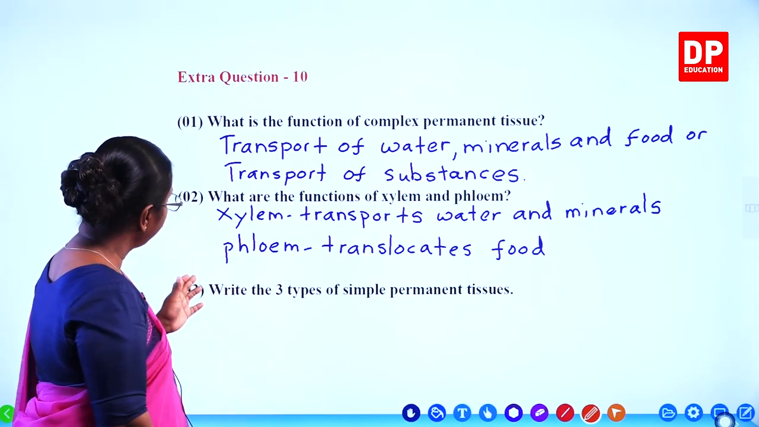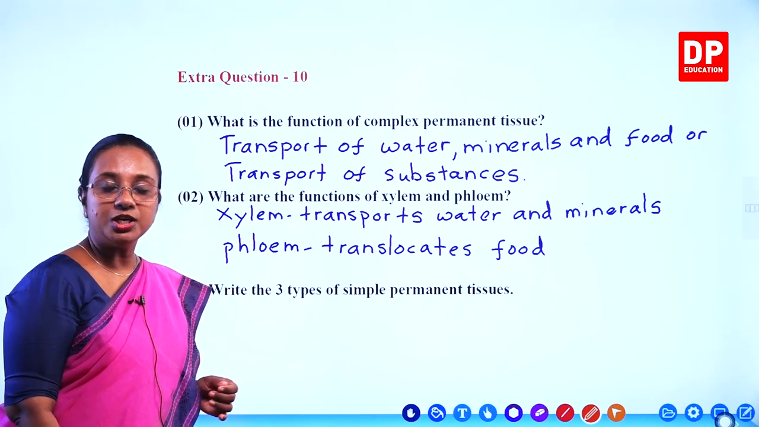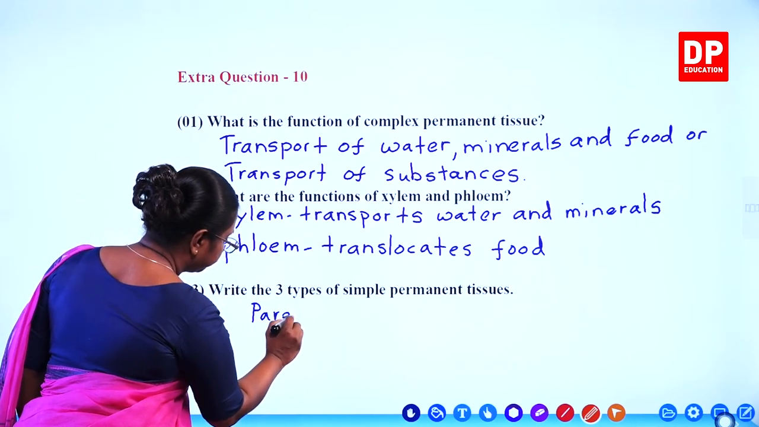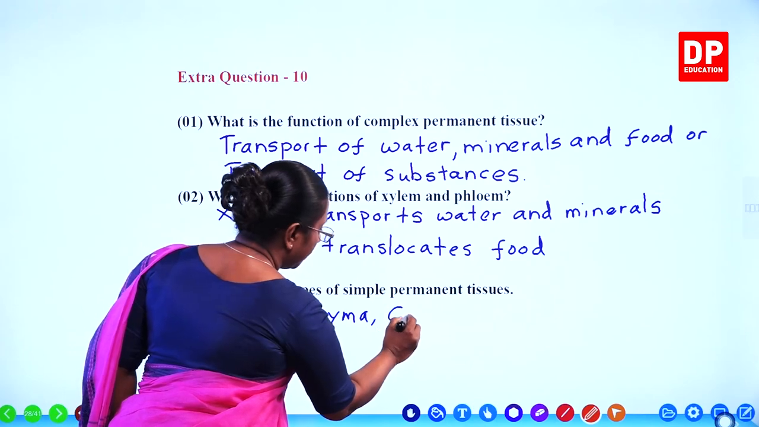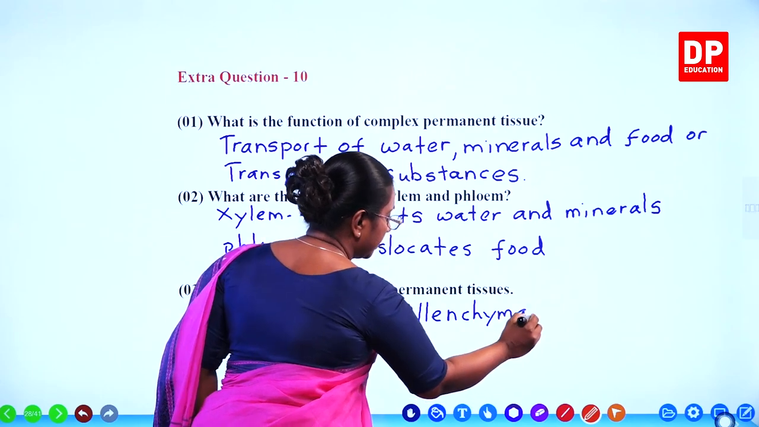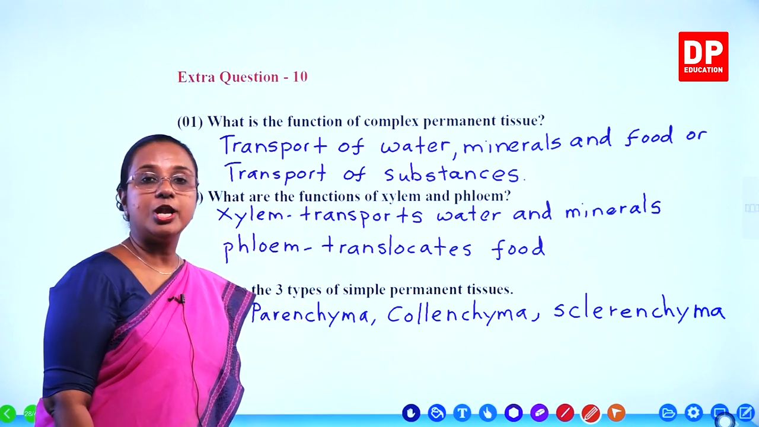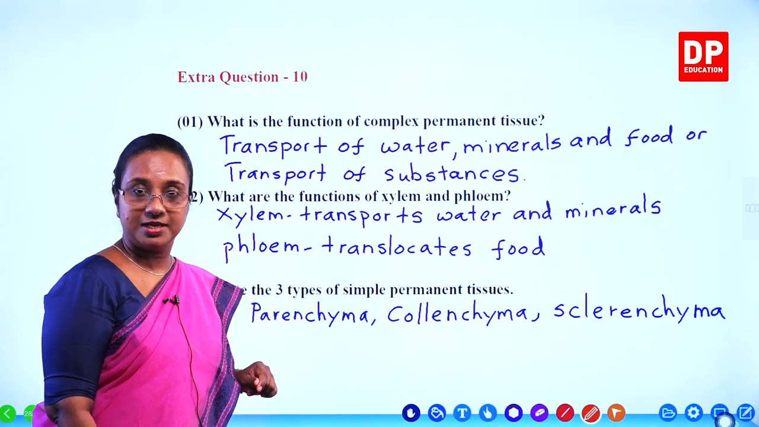Next question. Write the three types of simple permanent tissues. I'm sure you know them very well. The parenchyma tissue, colenchyma and sclerenchyma. Parenchyma, colenchyma and sclerenchyma are the three types of simple permanent tissues.